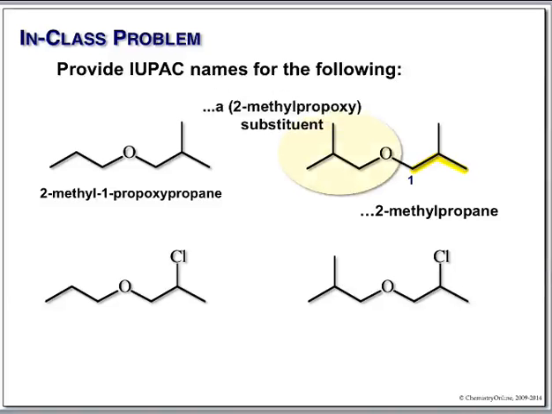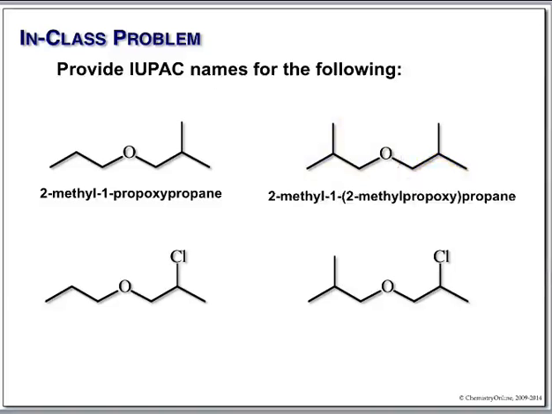Now we take these and string them all together. Why wouldn't you go from the other side? Well, you could. They're identical. Again, starting with our parent, 2-methylpropane. Right? That's our parent. Attached to carbon 1 of our parent, we have a 2-methylpropoxy substituent. Again, over here, our parent is 2-methylpropane with a propoxy on carbon 1.